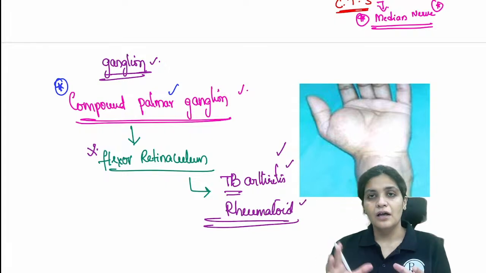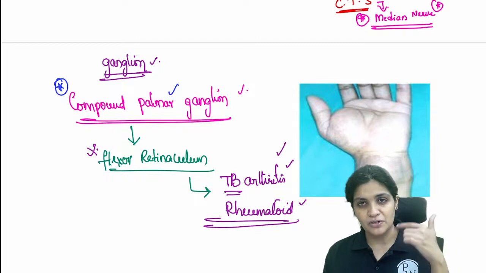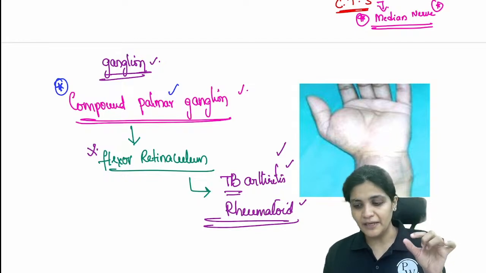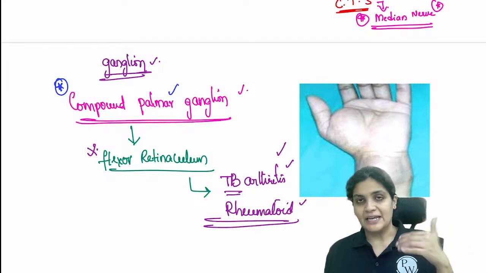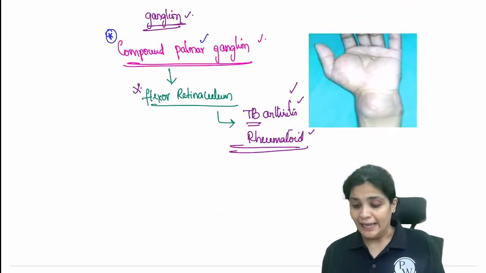Right, so this is a very big swelling. It is not like the small swelling which is present on the dorsal aspect. It is still big and it can be seen on the wrist. It can be seen and also. So this is compound palmar ganglion.